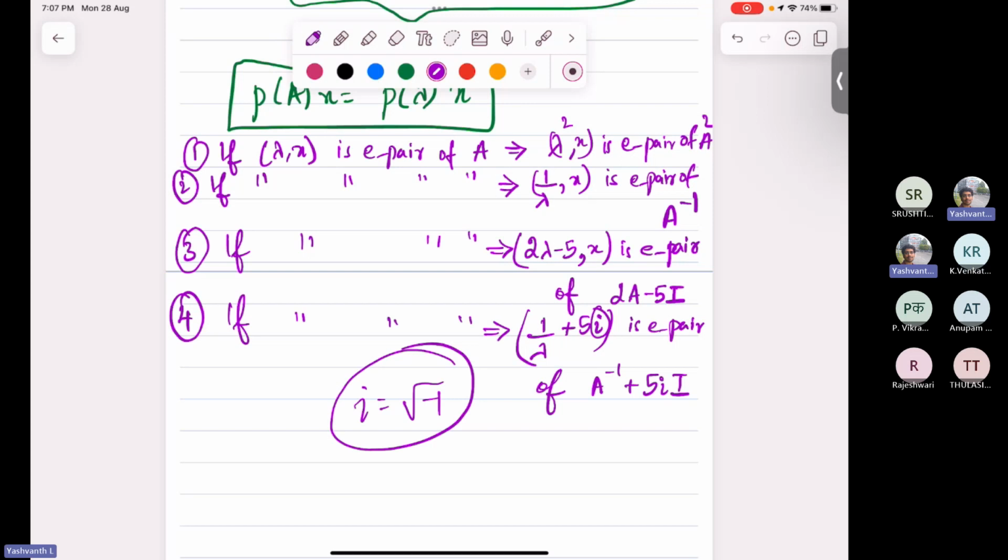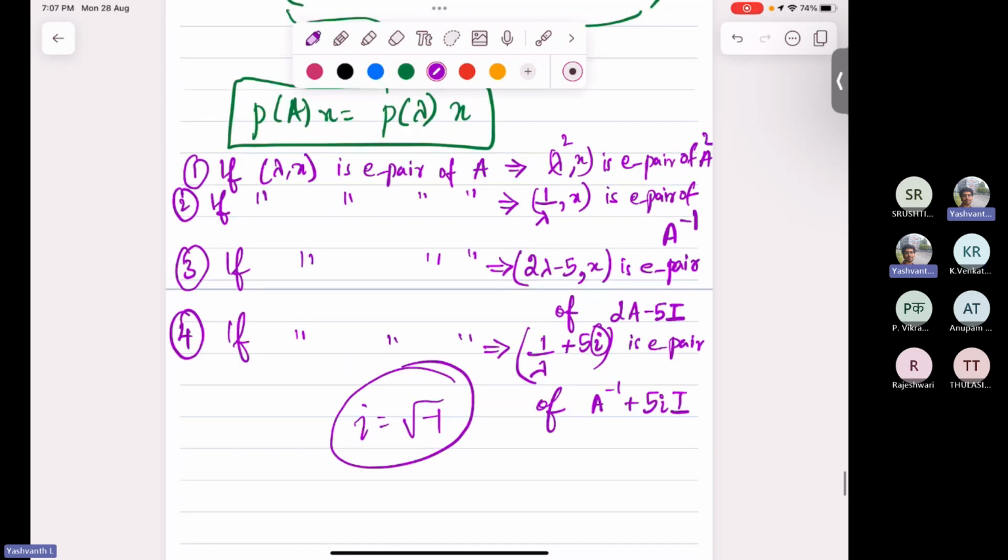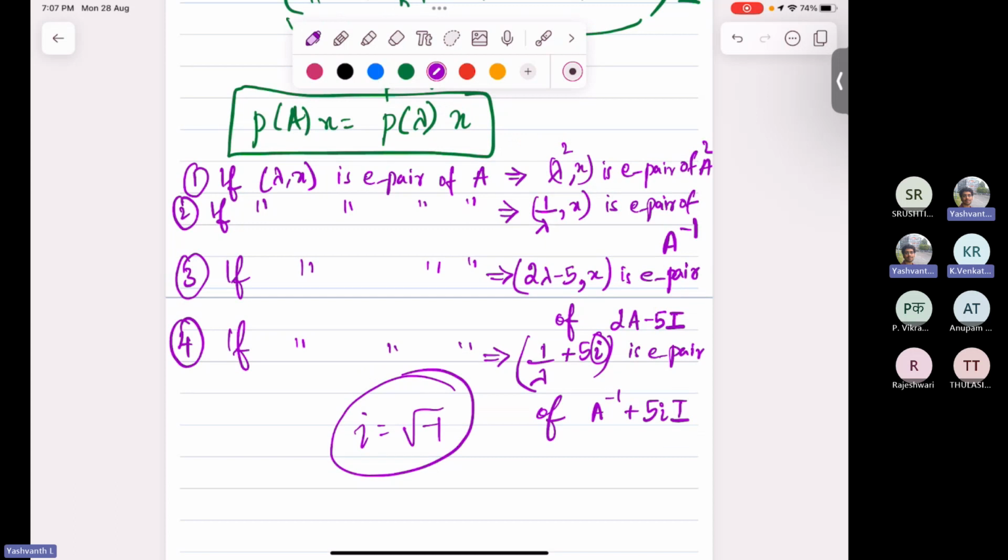So what it says is, you take any polynomial in the matrix A, then the corresponding eigenvalue will also have the same polynomial. You just have to compute the polynomial at the same eigenvalue. The resultant number is the eigenvalue of the polynomial of the matrix.